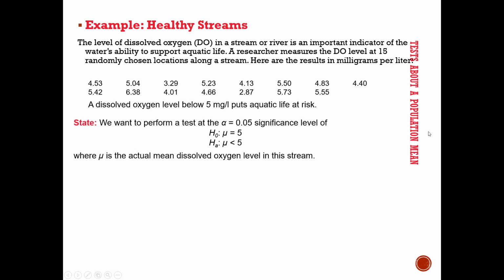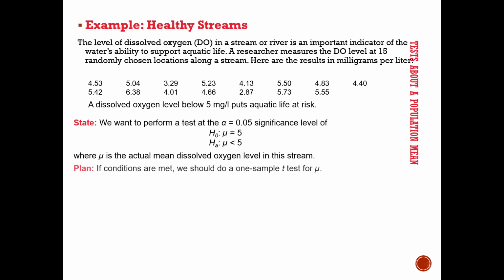So I'm going to walk through this one with the state, plan, do, conclude method. And for the state step, all you really need to say is what the alpha level is, what the H0 is, and what the HA is. And you do want to define your mu. So in this case, mu is the actual mean DO level in this stream. Notice that these are all just different numbers, and we're testing whether or not it's equal to 5, and notice our HA is that it's less than 5. We don't really care if it's bigger than 5. All we know is that this DO level below 5 would put aquatic life at risk.